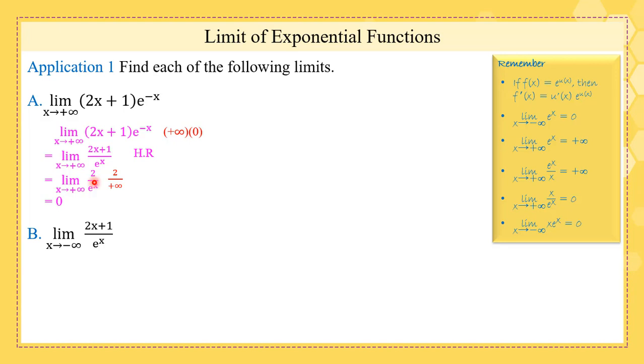Now try also to do this limit alone. Well, after we substitute, we get minus infinity over 0 plus. Remember, e to the power x is always positive, so this becomes 0 plus, and the final answer is negative infinity.